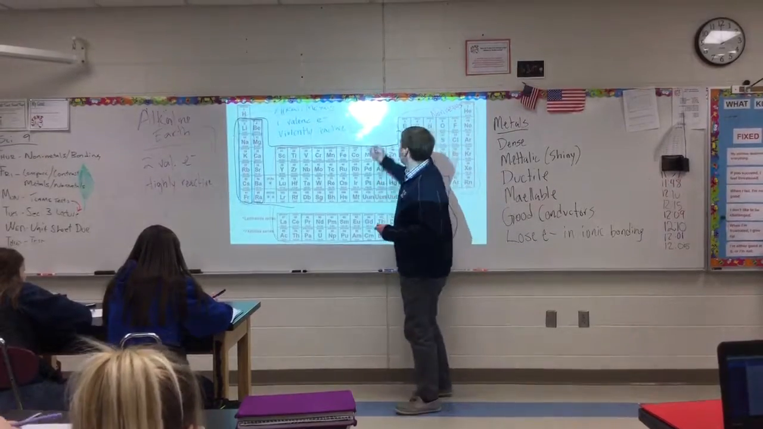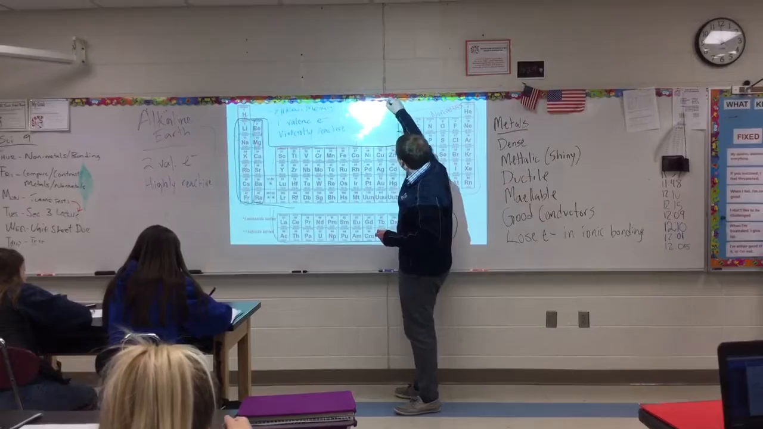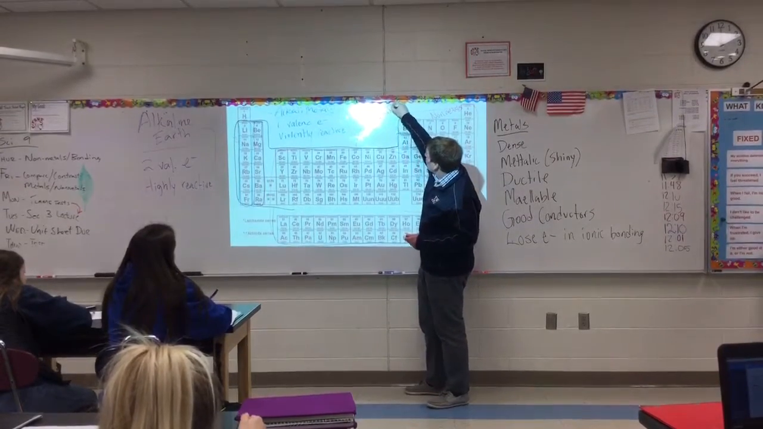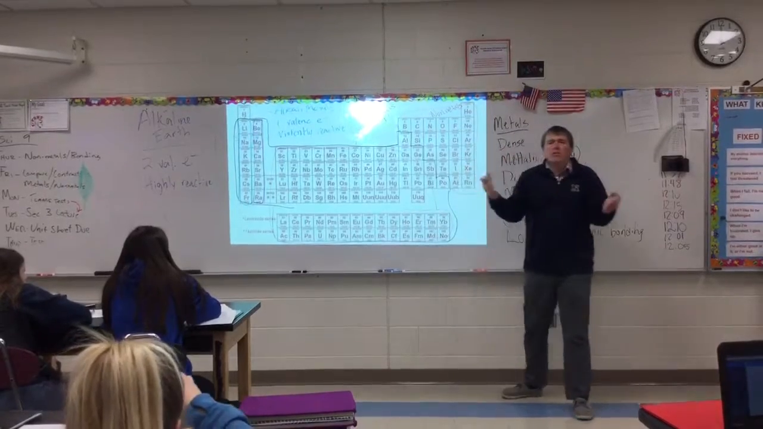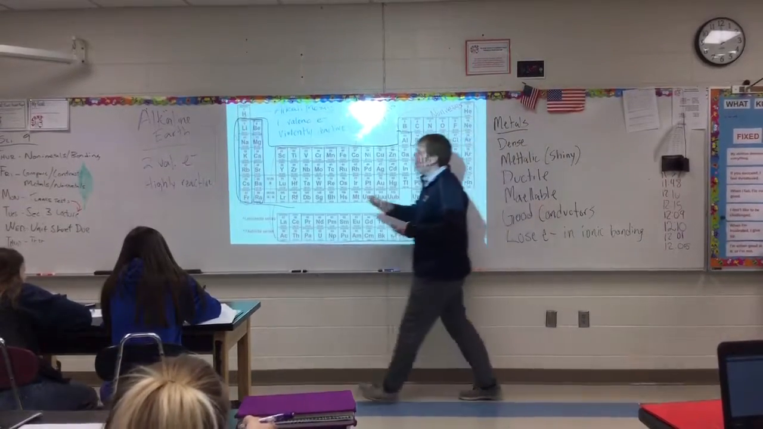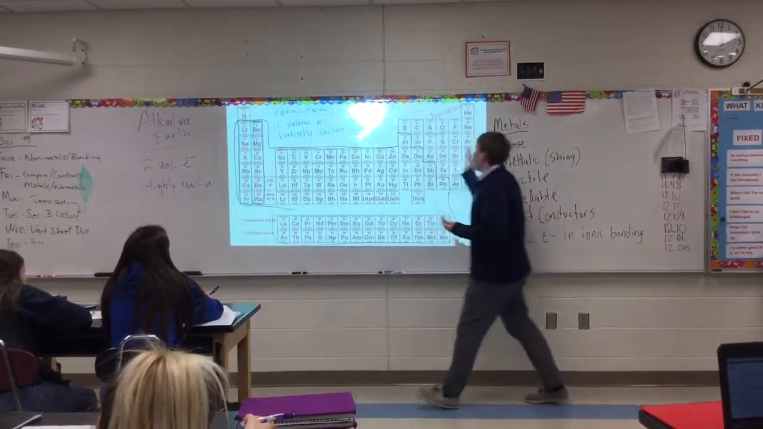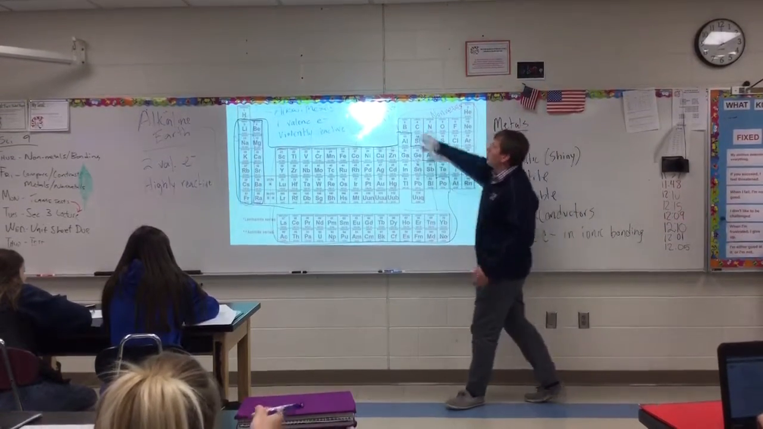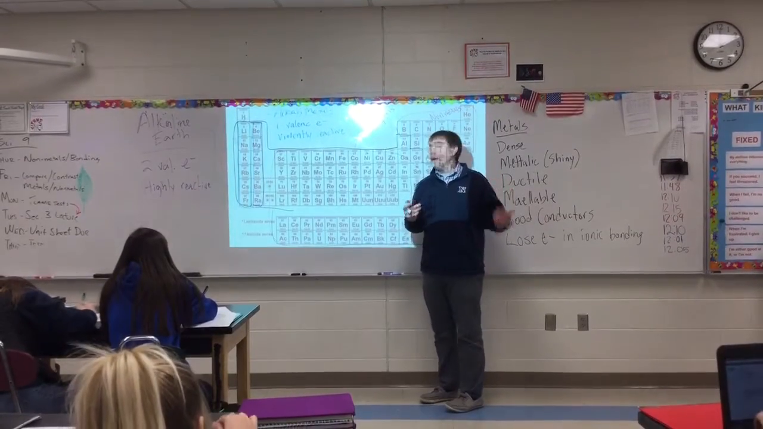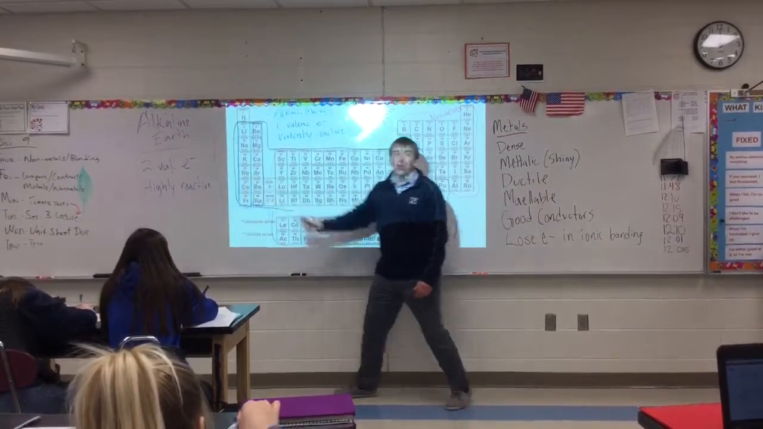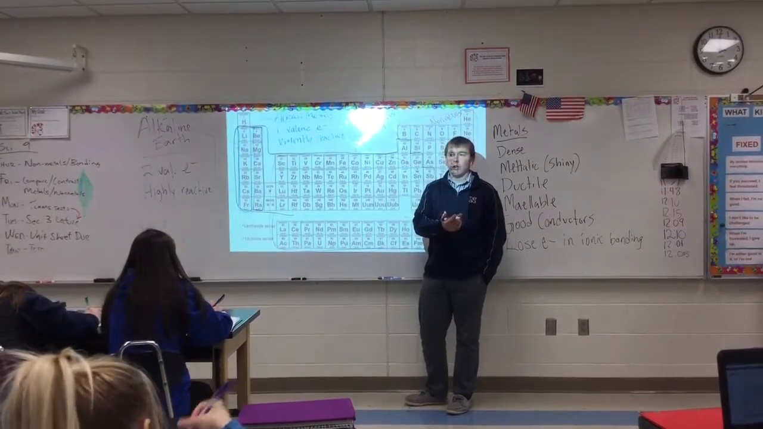So transition metals are 3 through 12, and they have different numbers of valence electrons. They don't follow the same order as the main groups of the periodic table, the 1, 2, 3, 4, 5, 6, 7, 8. So 3 to 12 are the group numbers. What makes them different than the alkali or the alkaline earth metals? Their valence electrons. Different numbers of valence electrons.